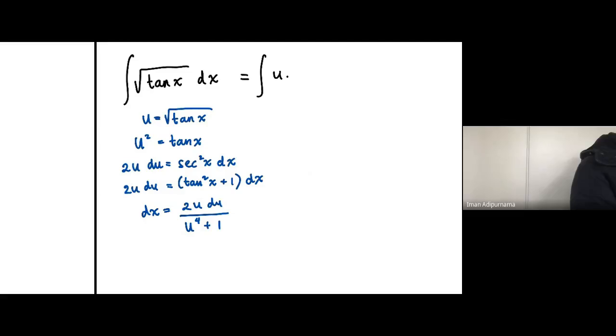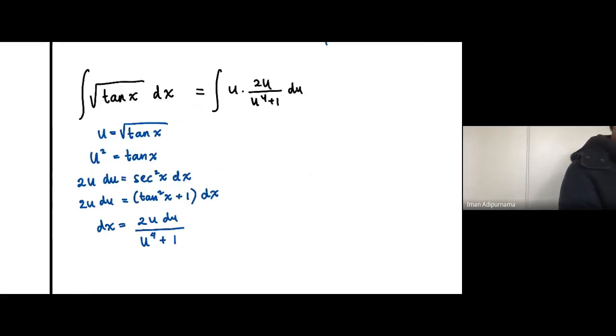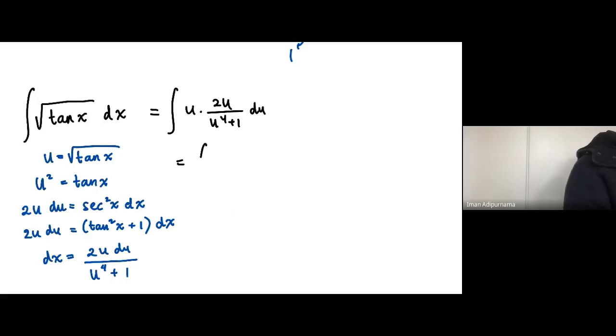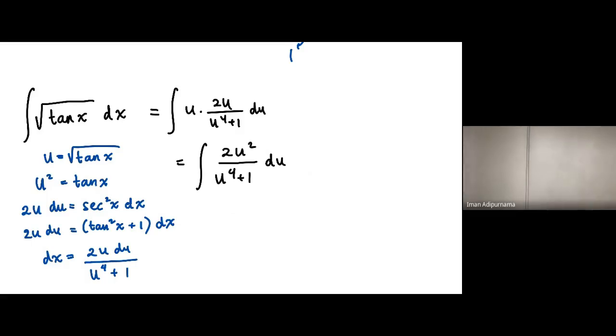It's u, and then the 2u, or let me write, just make this 2u u4 plus 1 du. And I have now, okay, now how to solve this? I think this 4 is difficult, right? It seems difficult.